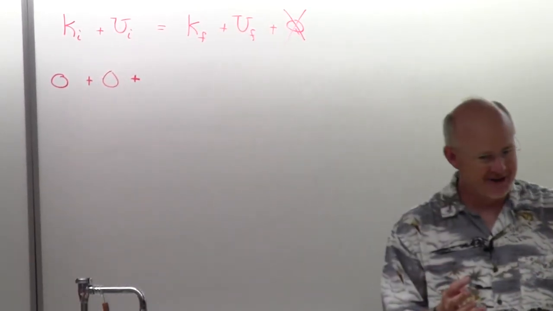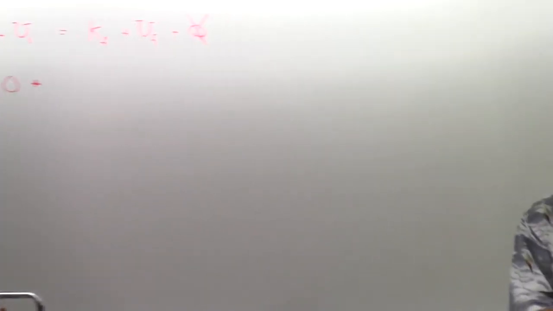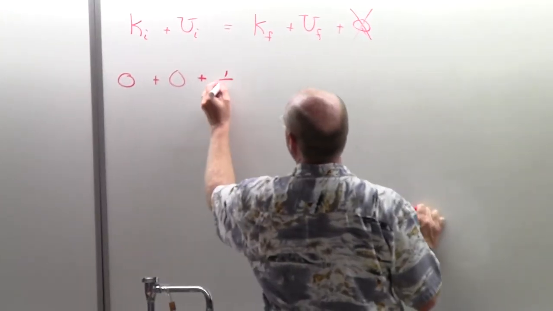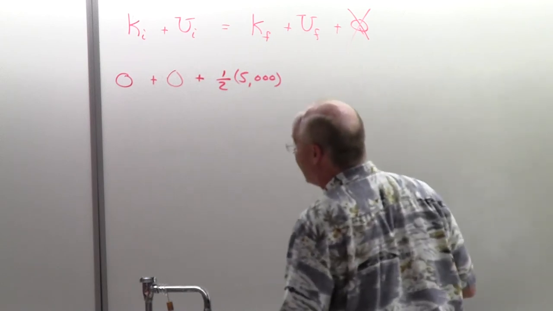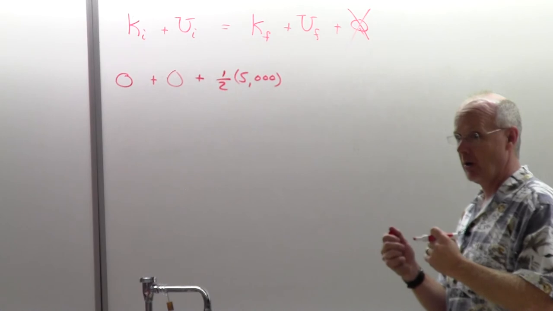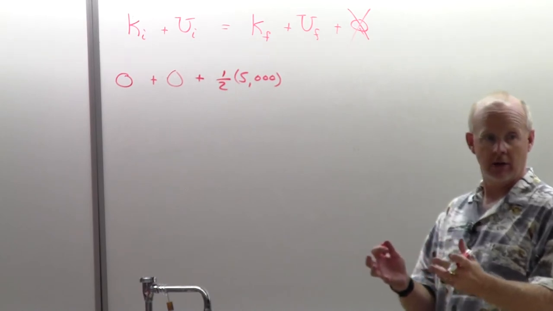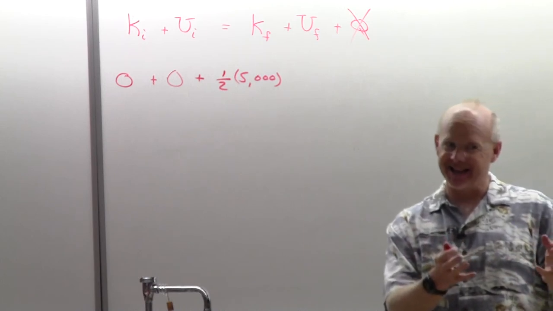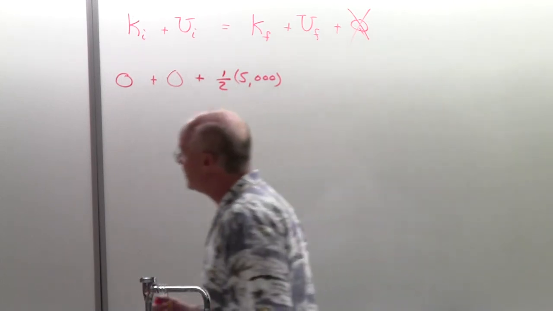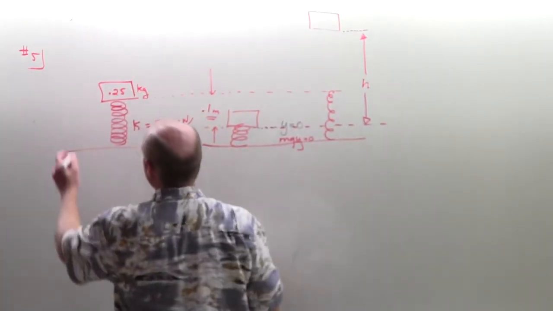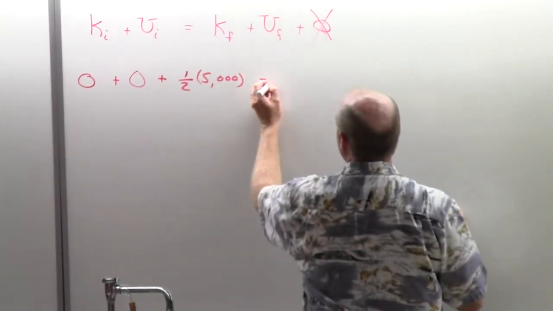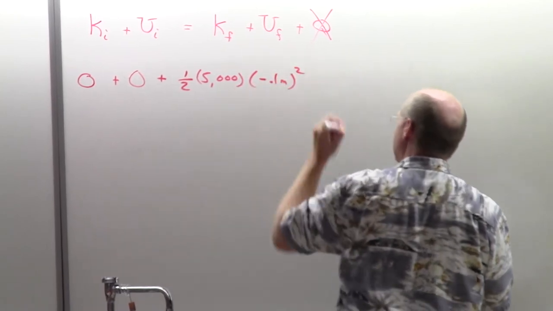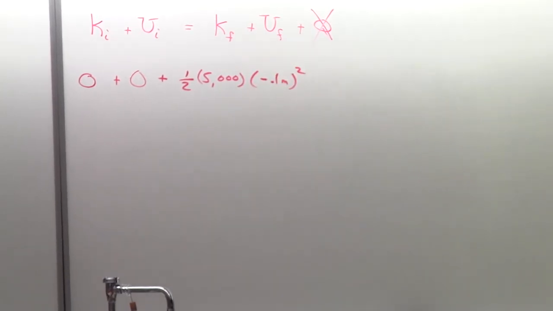But there is some energy. Energy in what form? The spring, or elastic energy. And so I need to put in my 1/2 k. So there's 1/2 times 5,000. And my distance is? Where do you want to define x equal to zero? Yeah, you can't. It's been defined for you. And that natural length is back here. So the x equals zero is here. And so it has been compressed 0.1. And if you would prefer to call it a negative 0.1, feel free. But it's a square. So which way is positive, which way is negative? It doesn't really matter for that one.